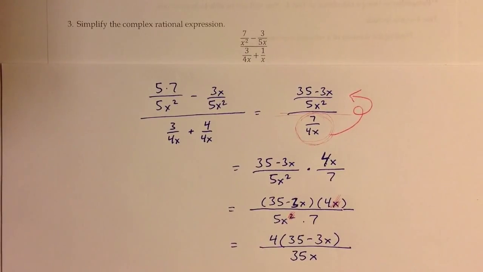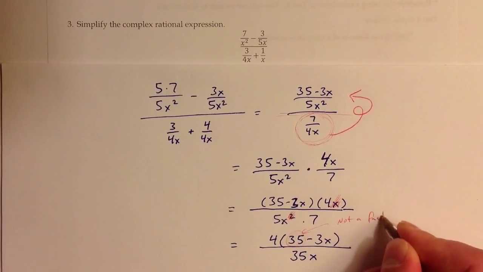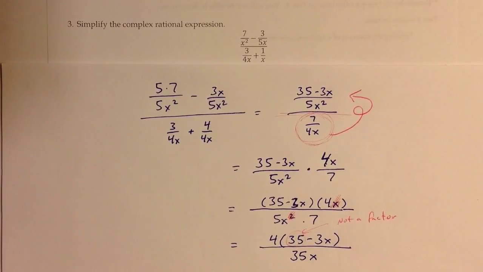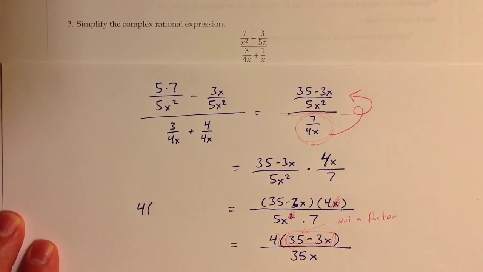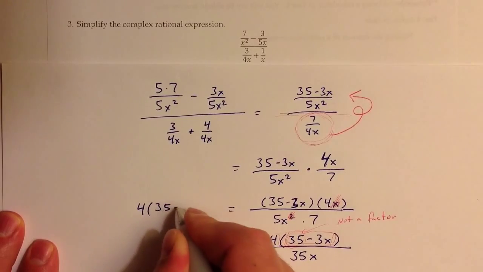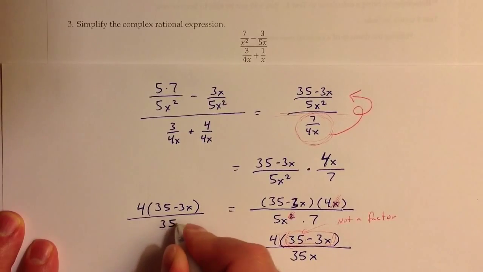Note that I can't cancel something like the 35, because in this expression, it is not a factor of the entire numerator. So I can only cancel things that are factors of the entire numerator. I need to take 35 minus 3x, that whole thing together, as a factor. So that's our final answer. That's as simple as we can make it: 4 times 35 minus 3x divided by 35x.